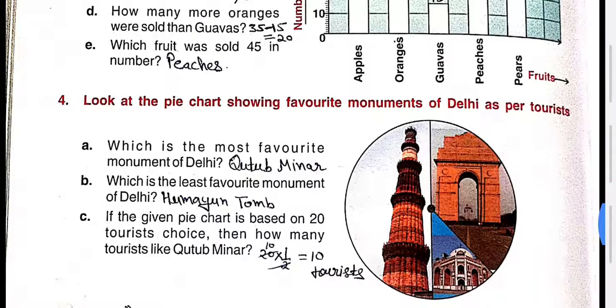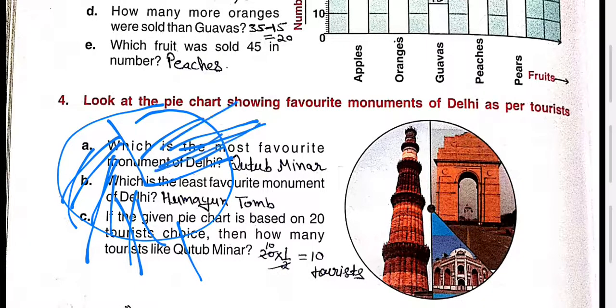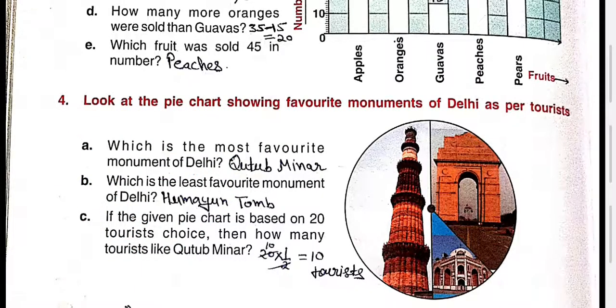Look at the pie chart, which shows the favorite monument of Delhi as per the tourists. First of all, you have to study the basic concept. Suppose you have one pie chart and you have to divide it into two parts. So there is a more part and a less part. So it is the famous one and the least famous. Which is more is famous, and which is least is not famous. So like that you have to tell.